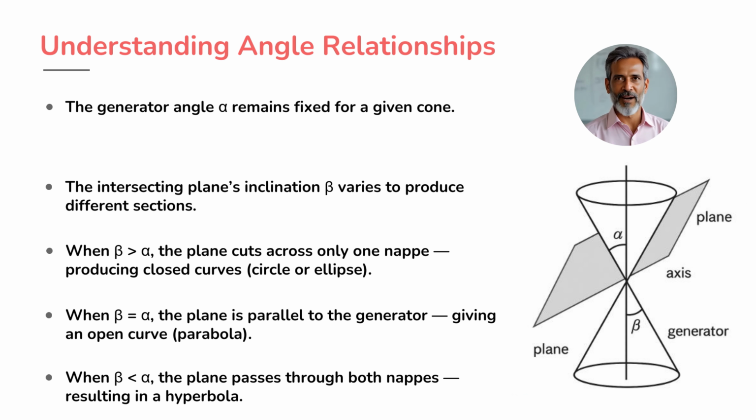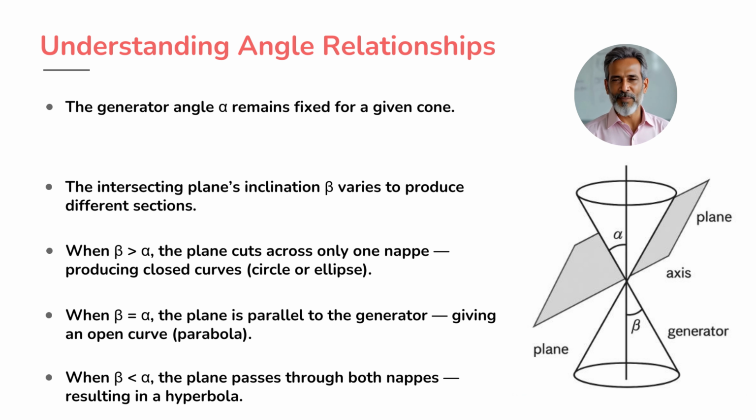The cone's generator angle, alpha, always stays fixed. It's like the cone's personality. The plane's inclination, beta, is what we can change, and that's what gives us the variety. When beta is greater than alpha, the plane only cuts through one nappe, giving closed curves like circles or ellipses. When beta equals alpha, the plane runs parallel to the generator, producing a parabola. When beta is smaller than alpha, the plane passes through both nappes, forming a hyperbola.